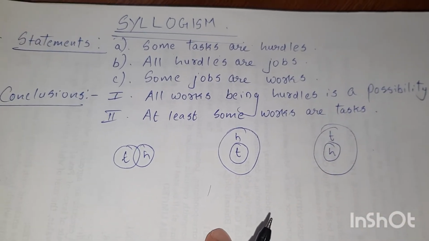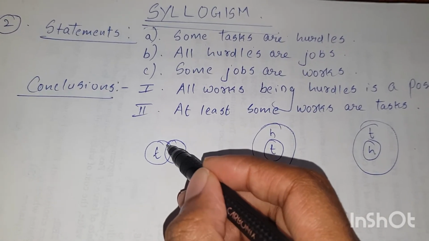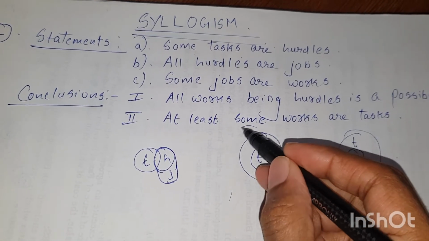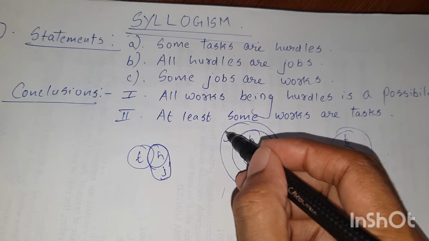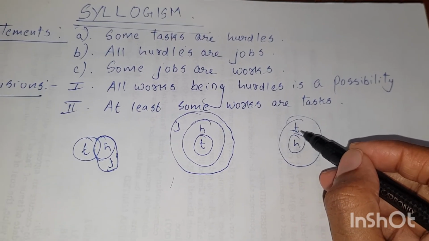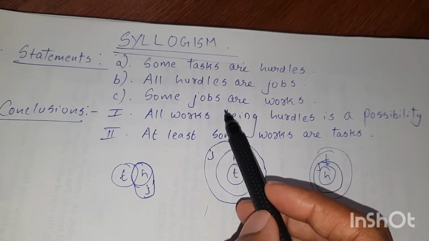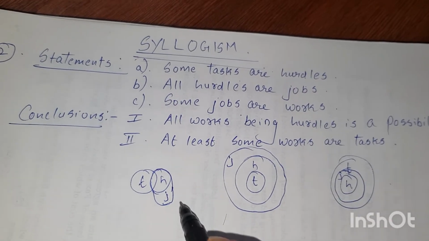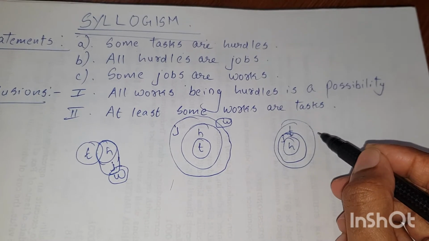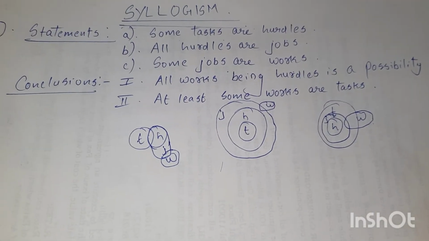Okay, now all hurdles are jobs. All hurdles are jobs, right? And the third statement, some jobs are works. Some of the jobs are works, right? So these are the statements.